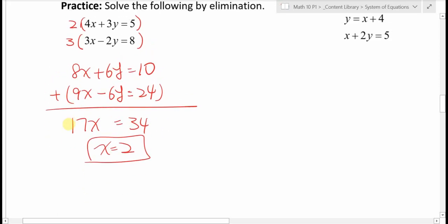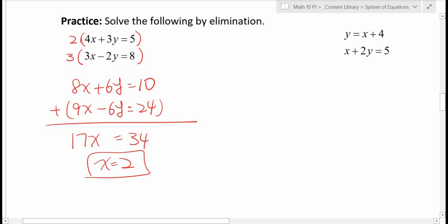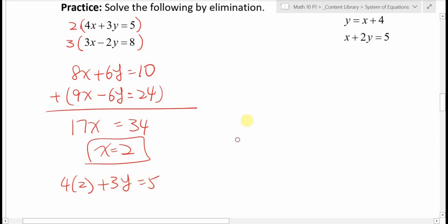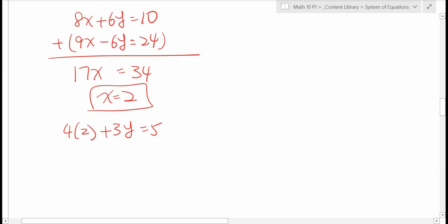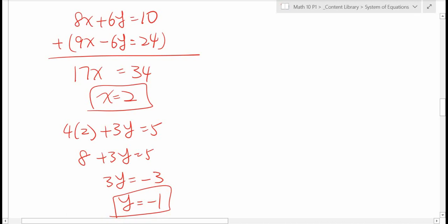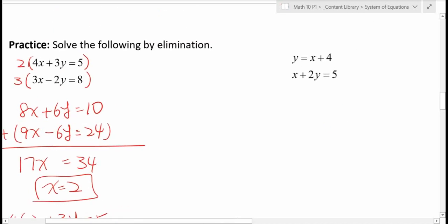Once you have x solved, you can then plug this number into either equation here. I'm going to plug into the first one. So 4 times x, which is 2, plus 3 times y equals 5. 4 times 2 is 8. Plus 3y equals 5. Moving 8 to the right, that's negative 3. And then divide both sides by positive 3, you get y equals negative 1. So there is your solution. x is 2 and y is negative 1.